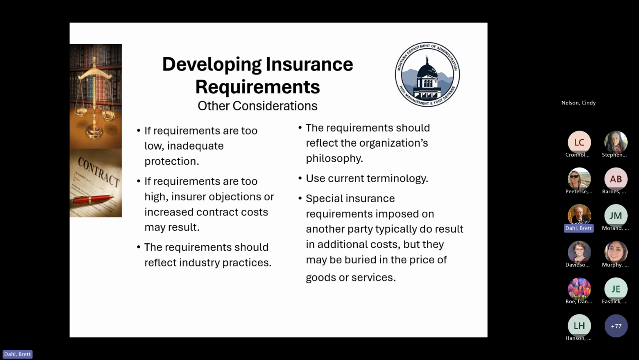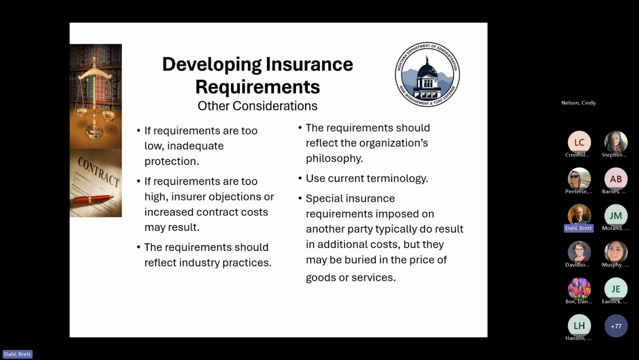If the requirements are too high, the insurers may object. "I can't get that much insurance through my insurance agent, or it's going to increase the cost of my insurance." So the insurance requirement should reflect industry practices. We've given you some guidelines, and in the boilerplate that procurement offers, we typically recommend you require a minimum of $1 million per occurrence, $2 million aggregate.